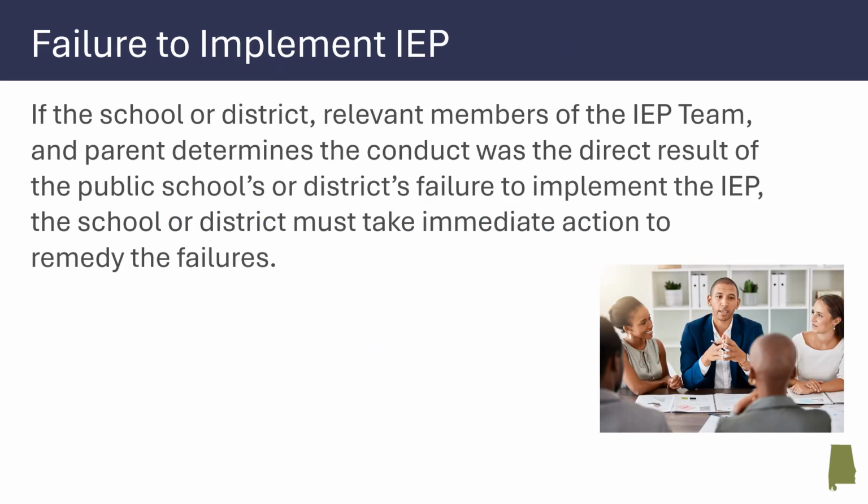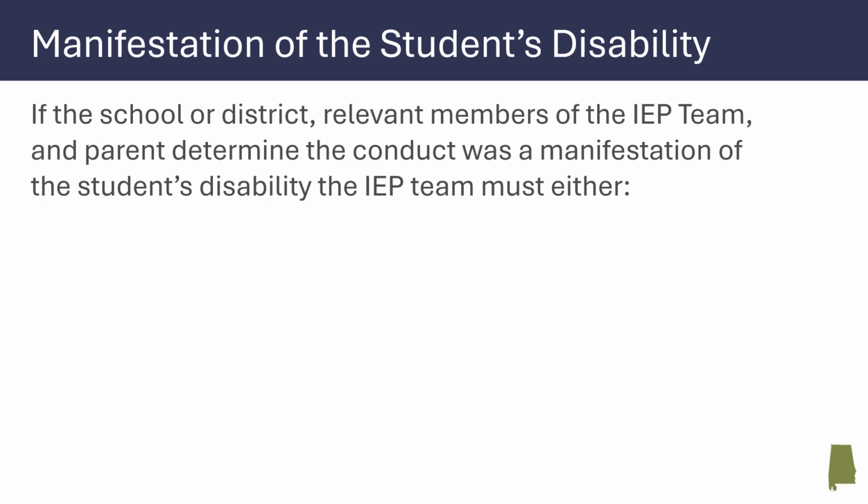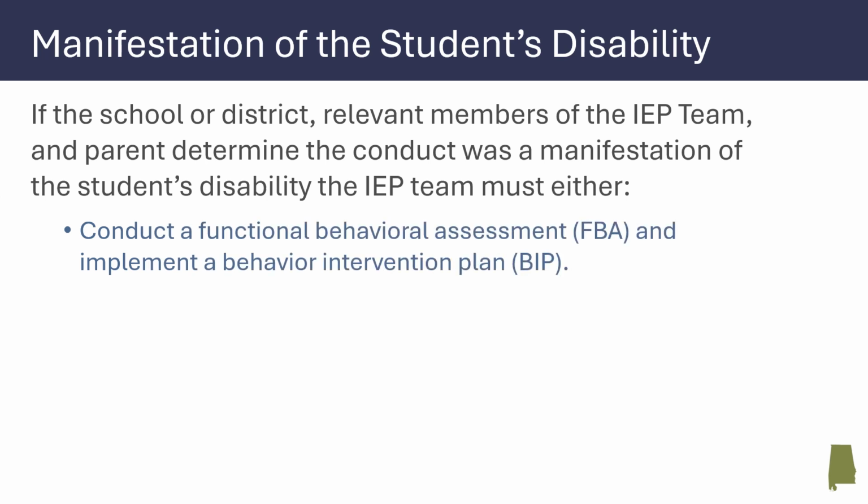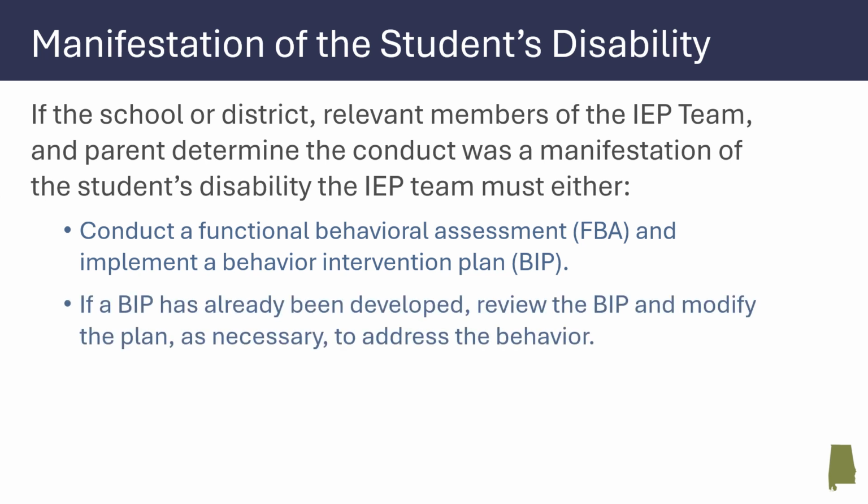If the school or district, relevant members of the IEP team, and parent determine the conduct was the direct result of the public school's or district's failure to implement the IEP, the school or district must take immediate action to remedy the failures. If they determined the conduct was a manifestation of the student's disability, the IEP team must either conduct a functional behavioral assessment, FBA, and implement a behavior intervention plan, BIP, or if a BIP has already been developed, review the BIP and modify the plan as necessary to address the behavior.